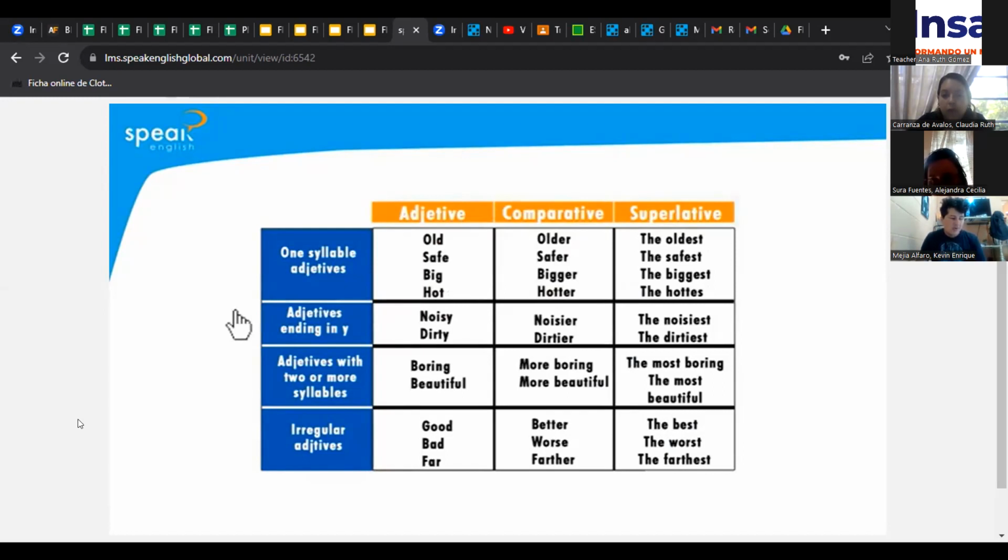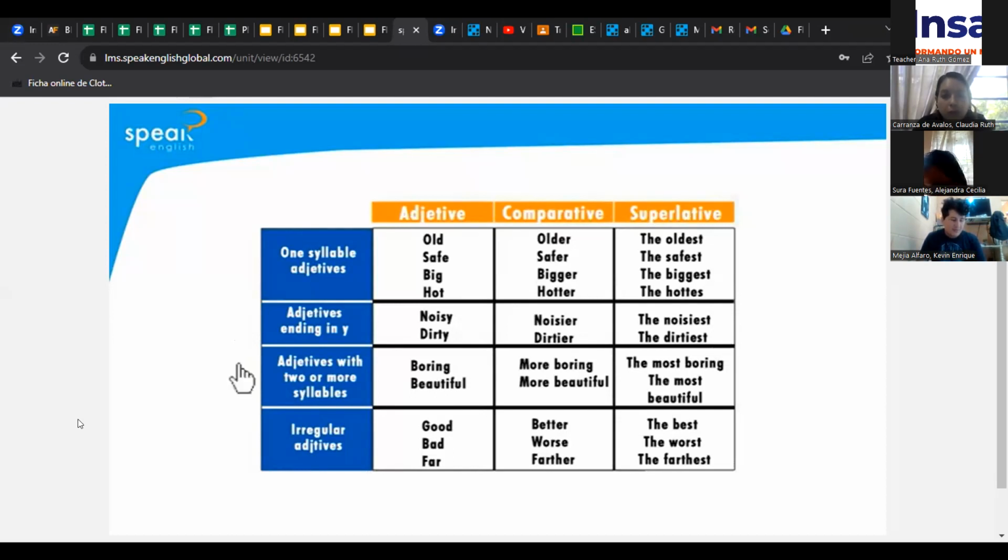Now, rule number two. Adjectives ending in Y. You will drop the Y, change it for an I, and add EST. For example, noisy. The comparative is noisier. The superlative is the noisiest. Another example, dirty. The comparative, dirtier. The superlative, the dirtiest.